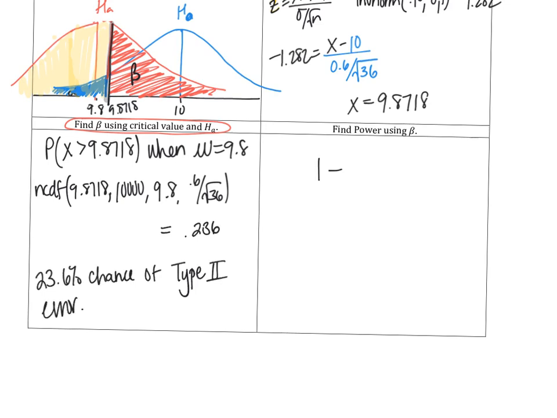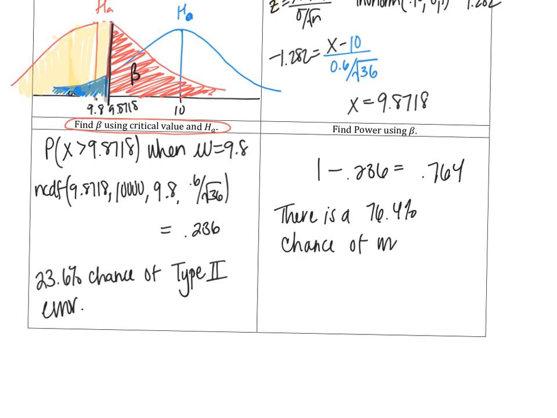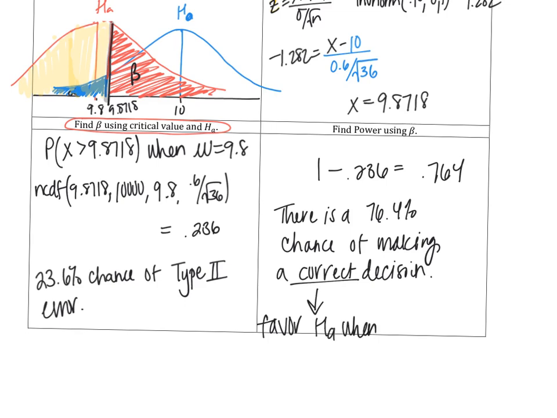And to find power, we take 1 minus 0.236, and we get 0.764. So there is a 76.4% chance of making a correct decision. And of course, remember that correct decision is we favor the alternate when we should. All right, let's move on to the next one.